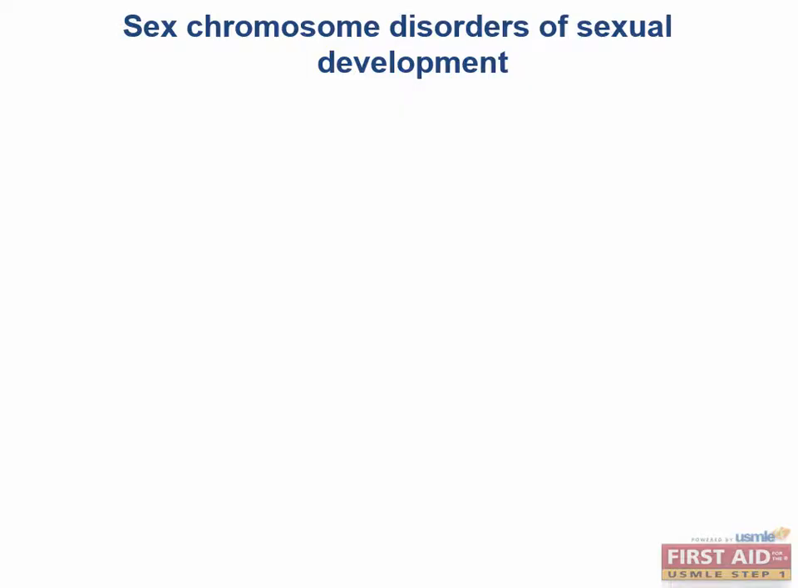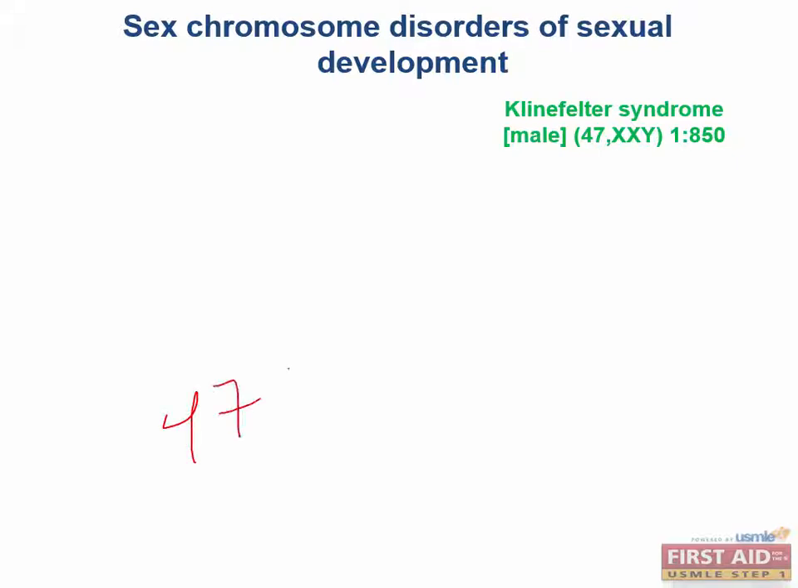So let's start with sex chromosome disorders. Quick review. What is the normal karyotype in humans? That's right, it's 46XX in women and 46XY in men. Now, Klinefelter syndrome occurs in males who have 47XXY. So, how do you get that extra X chromosome?